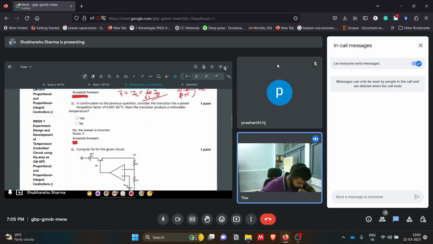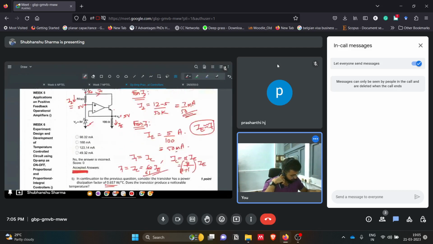In continuation with the previous question, consider the transistor has a power dissipation factor of 0.657 watt per degree Celsius. Does the transistor produce a noticeable temperature? So they are basically asking us to find the temperature of this, based on the previous question.